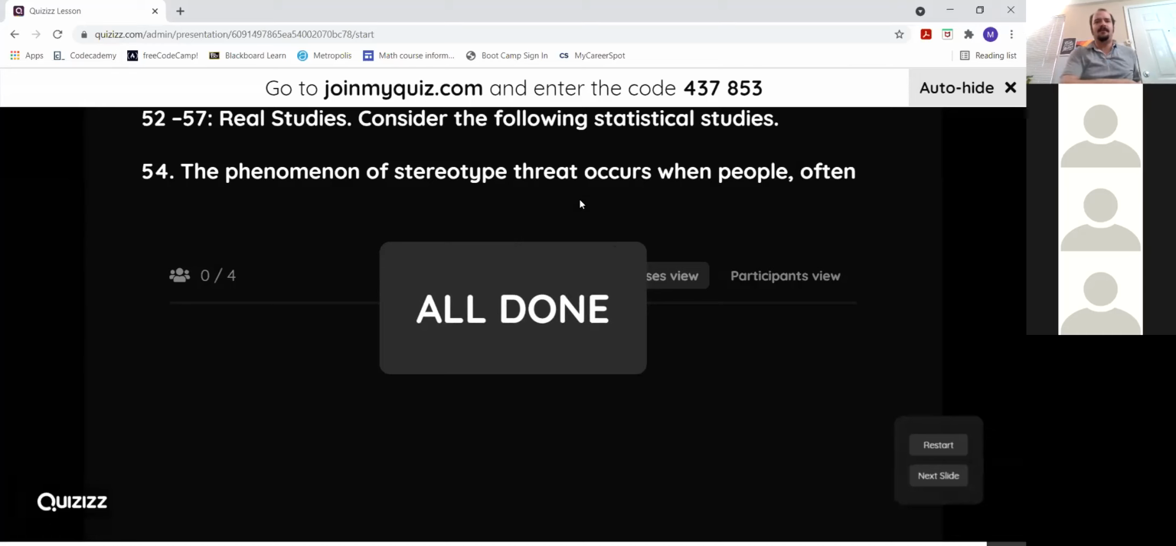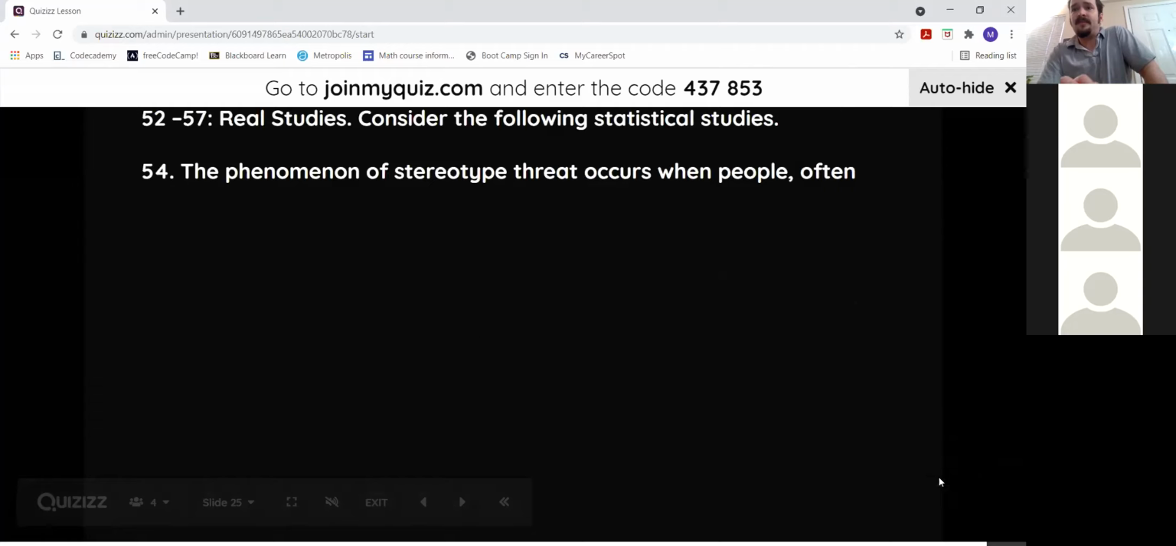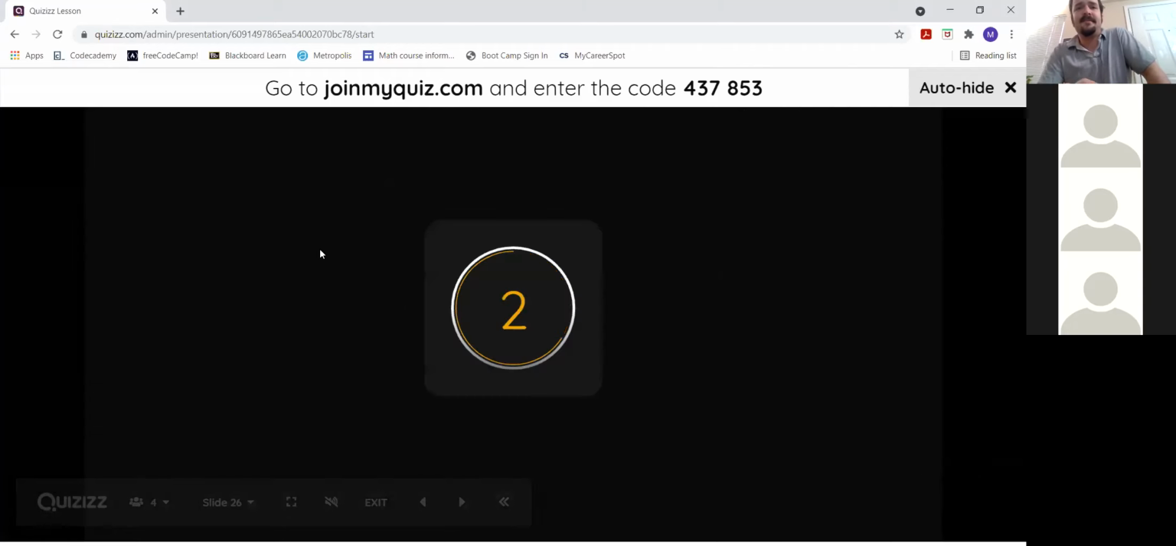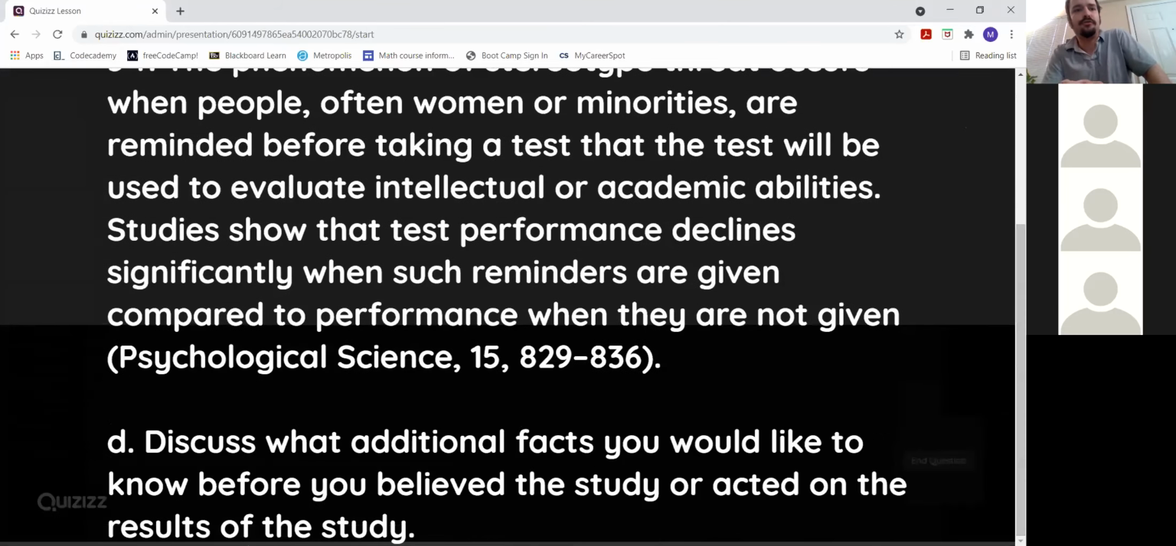Part D is, what do I want to know more about this study? So what are some potential things that you would like to know about this study before you determine its validity? So what are more things that we might need to get on the study? Is there anything y'all can think of? That's what I want to know. I can give y'all a few things.